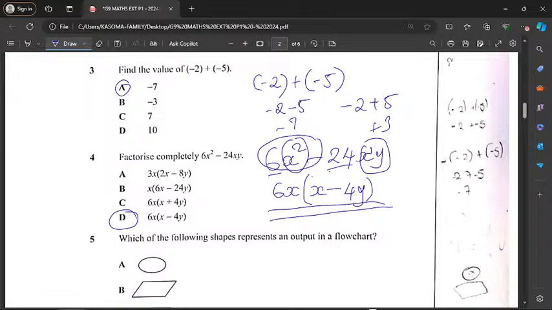6x open bracket x minus 4y, that is option T. So the correct answer is T. Be careful not to pick C, which has a plus sign between x and 4y. Okay, so that is the answer. We come to question 5.